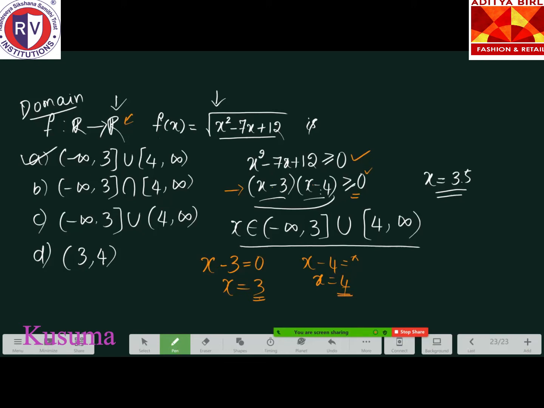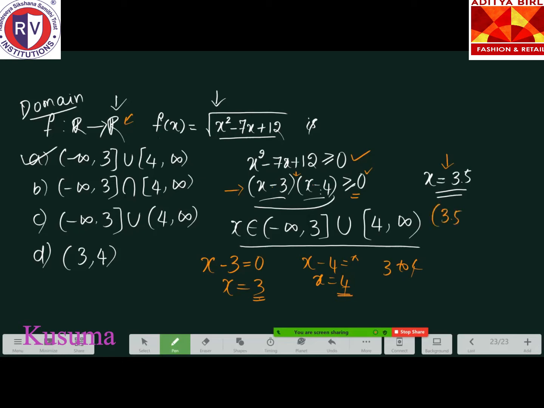The interval can be between 3 and 4, or the interval can be less than 3 and greater than 4. So we have to check where the value of this product will be greater than or equal to 0. First, I will give a value which is between 3 and 4, say 3.5. When I put x is equal to 3.5 here, what happens to this expression?